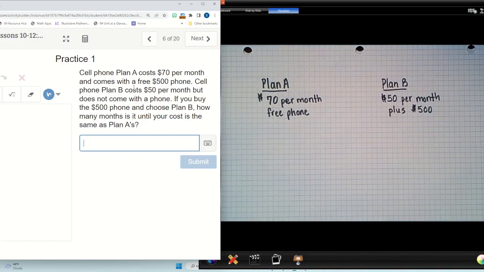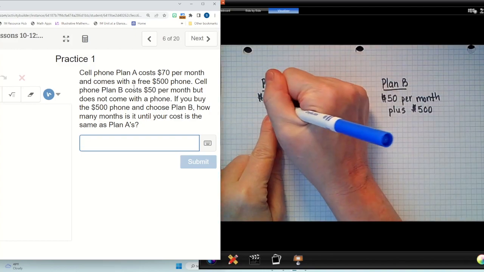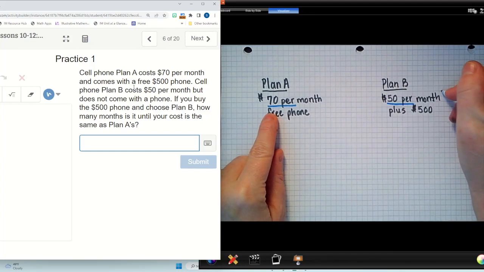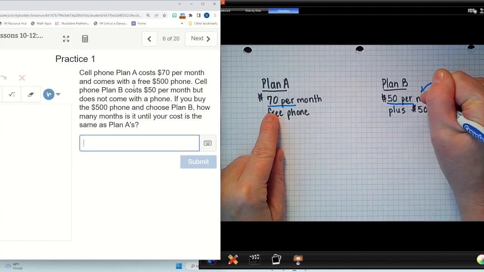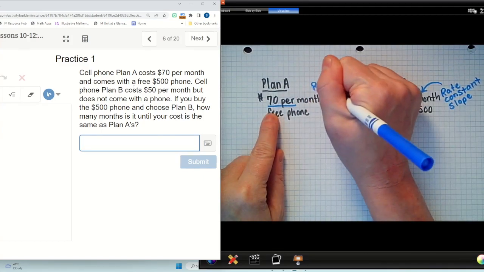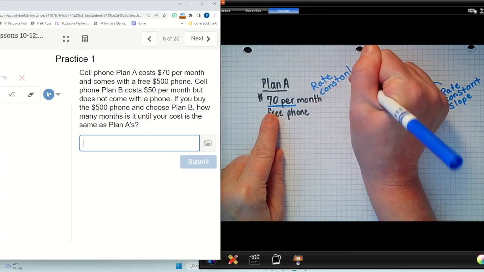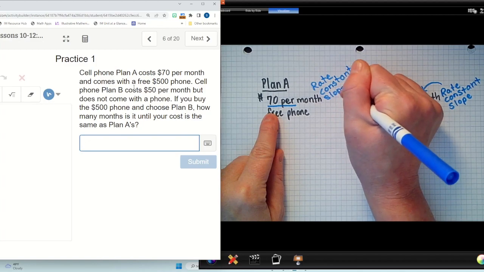So what we have here is two basic equations. We have a y-intercept and we have a rate, okay? So this right here is my rate, okay? That would be my rate, my constant, my slope. All of these are the same, okay? This is my rate, my constant, my slope, okay? The per month.